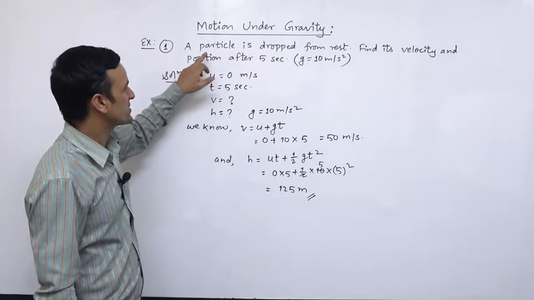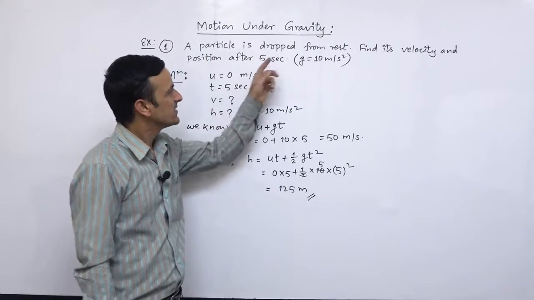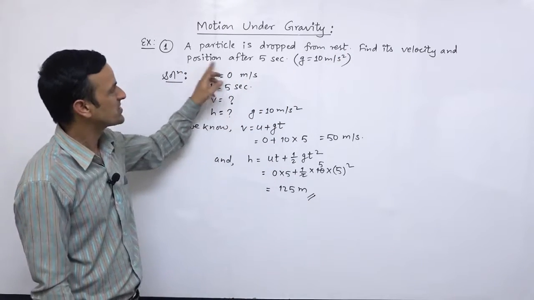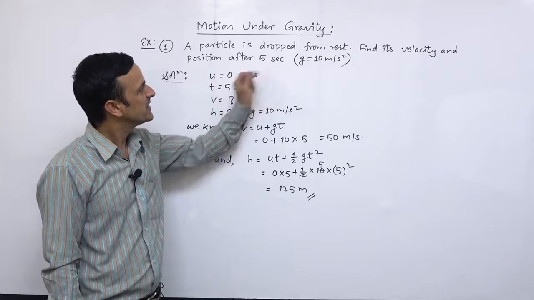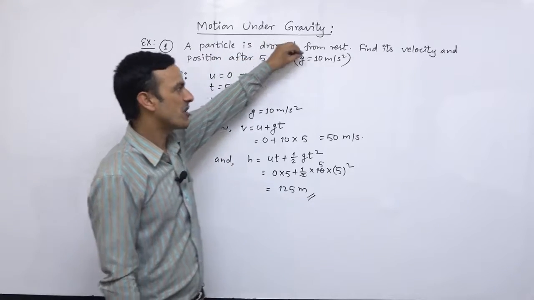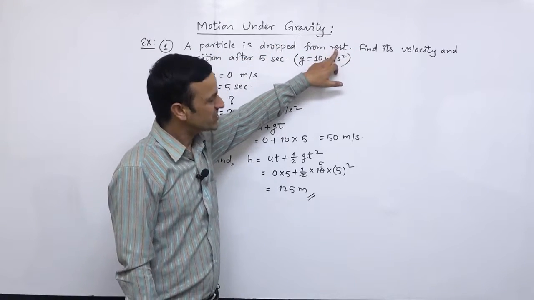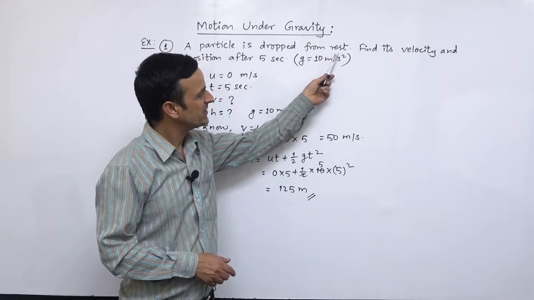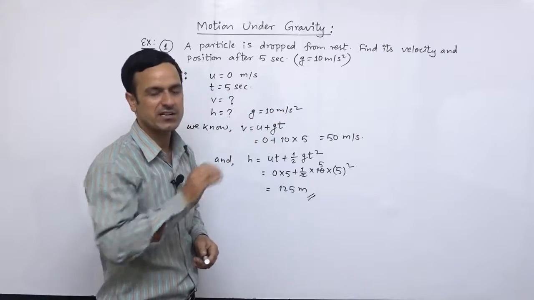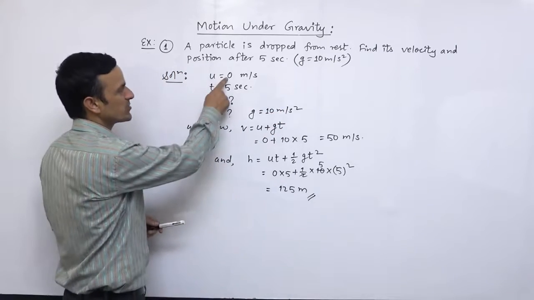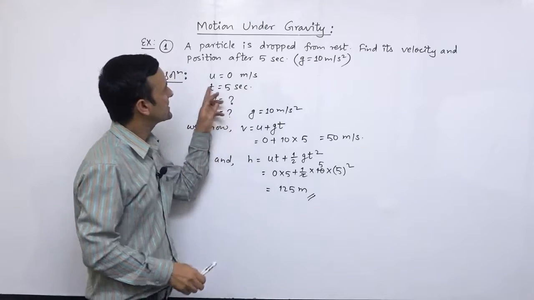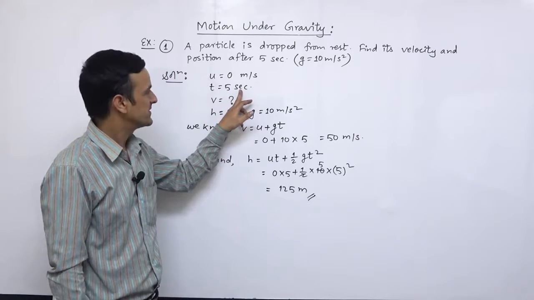So we have one question here. A particle is dropped from rest. Find its velocity and position after 5 seconds. So if any particle is dropped from rest, then its initial velocity is 0, because rest is given here. Rest position but drop गरेको particle को velocity always 0 हुन्छ, and u is equal to 0 meter per second, and its time is 5 seconds.